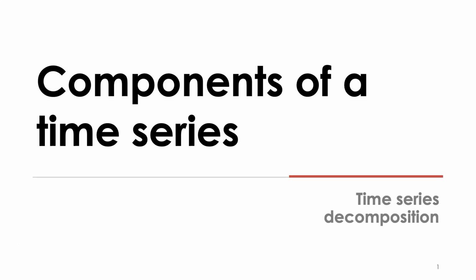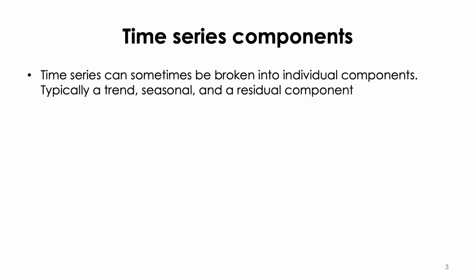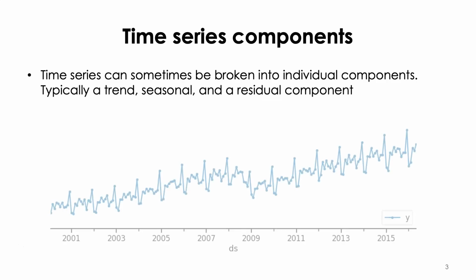So let's get started. In this lecture, we'll be talking about how we can break a time series down into multiple components, and we'll explain why this is useful. Now let's talk about time series components. Time series can sometimes be broken down into individual components, typically a trend component, seasonal component, and a residual component. Let's look at a specific example.